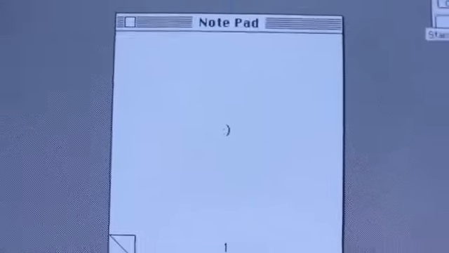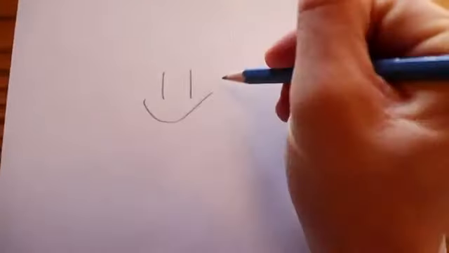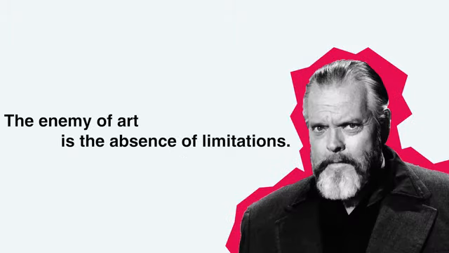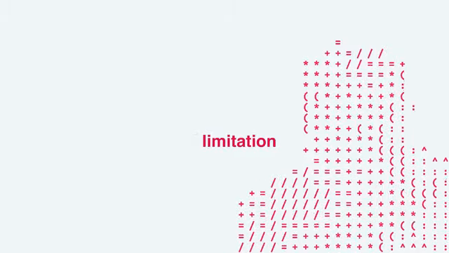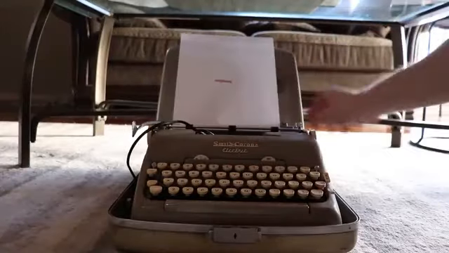Before computers, making faces wasn't really an issue. If you wanted to make a happy face, you could just draw a happy face. But a guy named Orson Welles once said, "The enemy of art is the absence of limitations." And what could be a bigger limitation than your brush being just a few select symbols? Even on typewriters, you could move and adjust the paper to place characters wherever you wanted. So making shapes and art of kinds was easy.